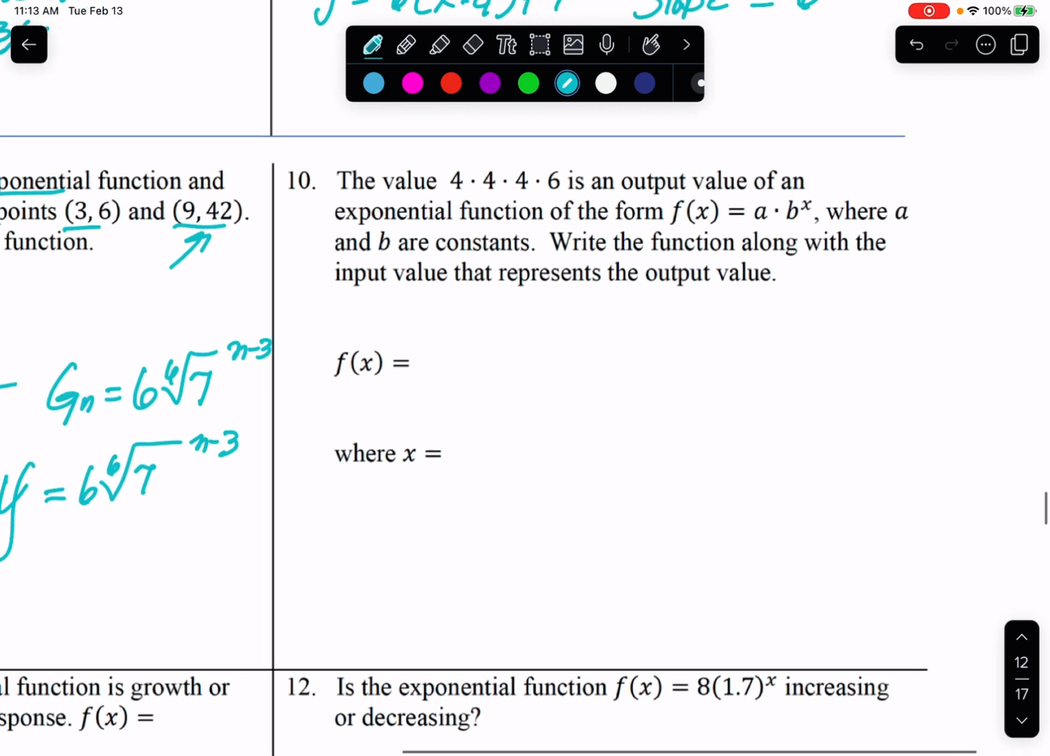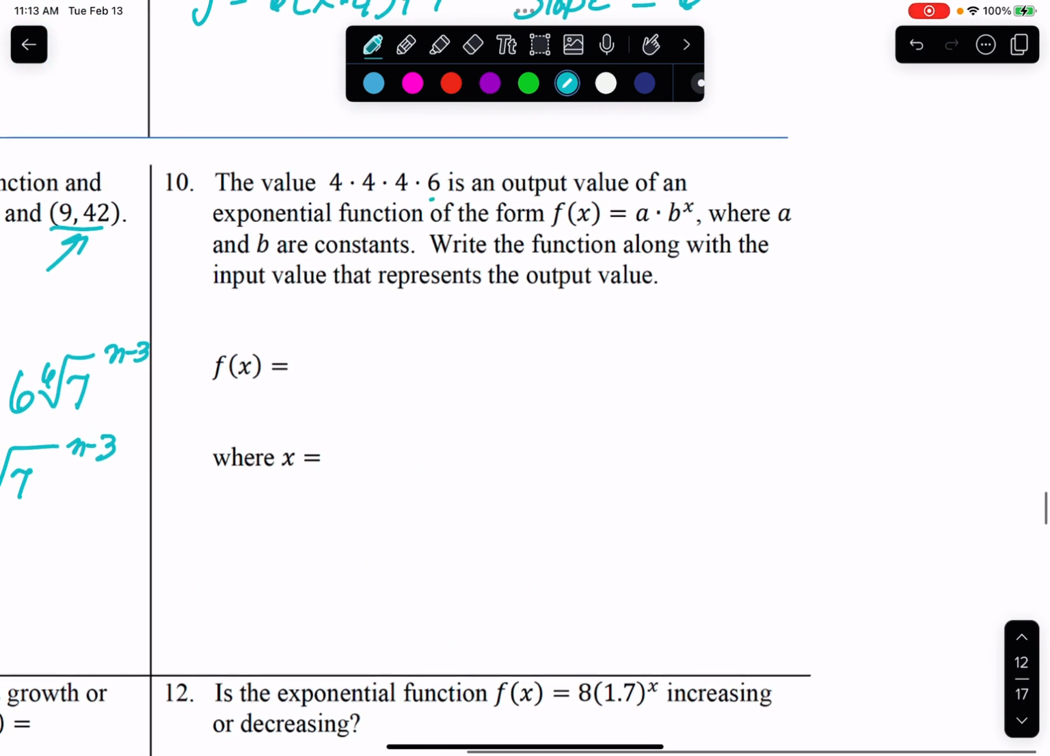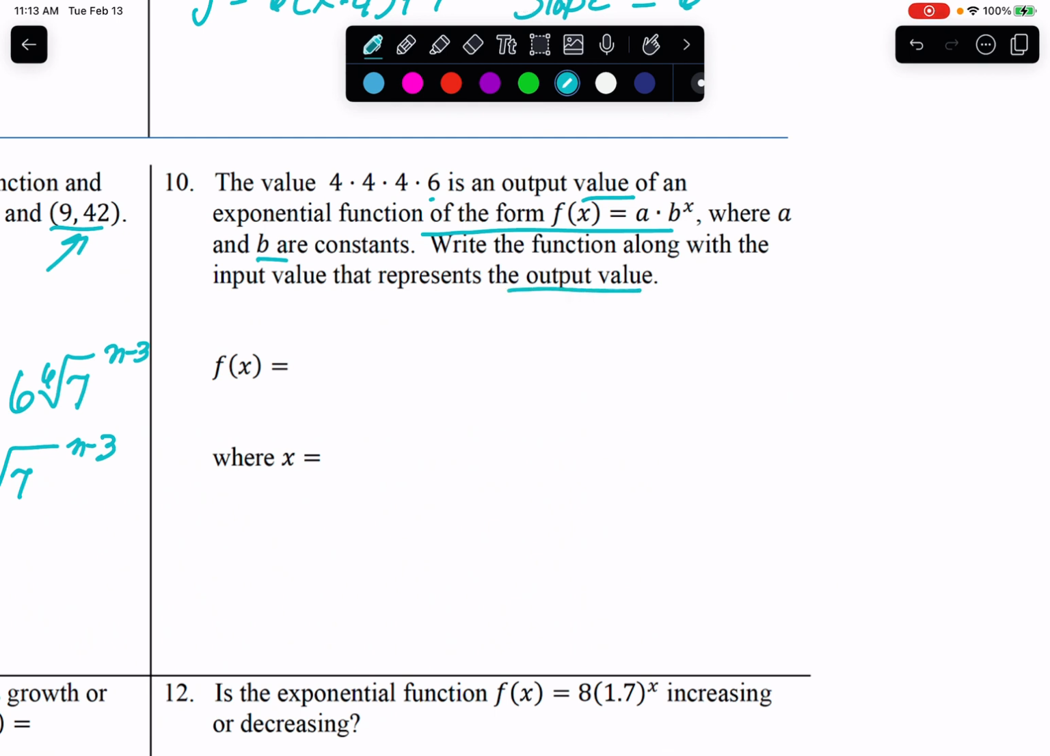Over here, we have 4 times 4 times 4 times 6. It's an output for an exponential function, a times b to the x, where a and b are constants. Write the function along with the input value that represents the output value. Okay, so look at this, 3 4s. So we're doing 4 to the 3rd, and then we're multiplying it by 6. So we have 6 times 4 to the x, and x is 3.